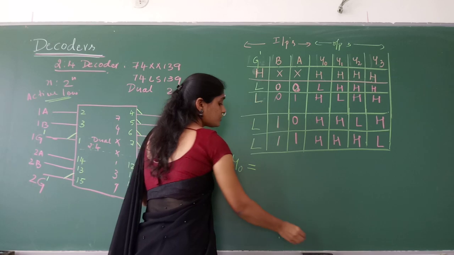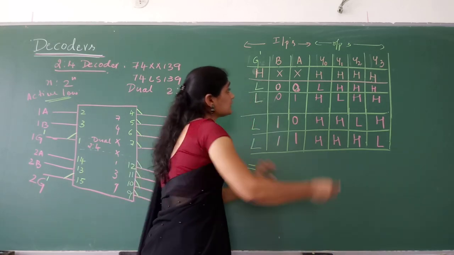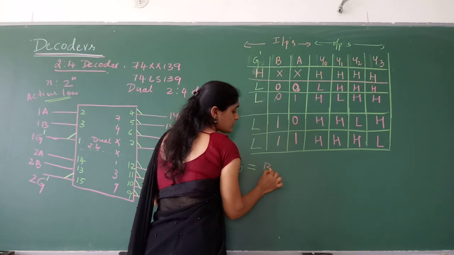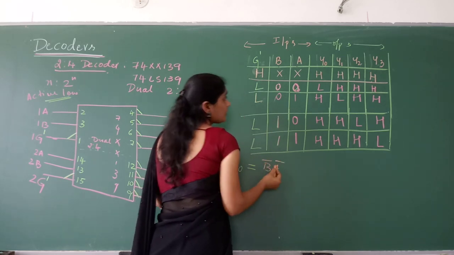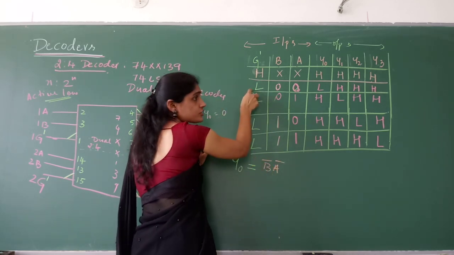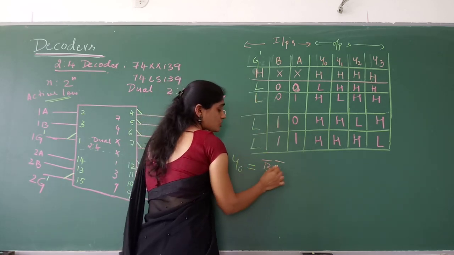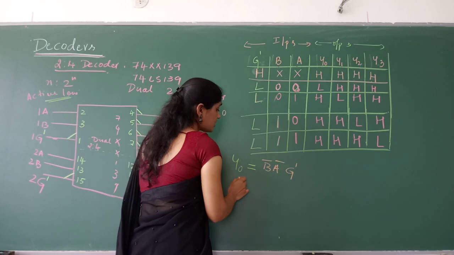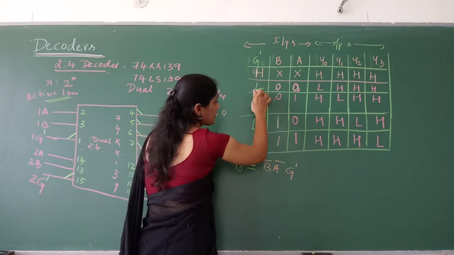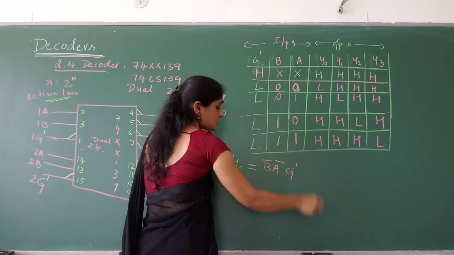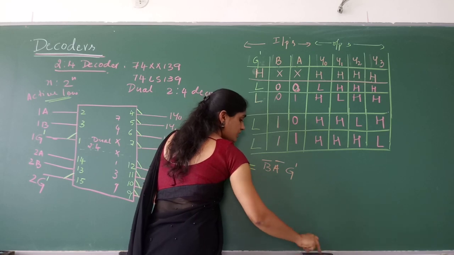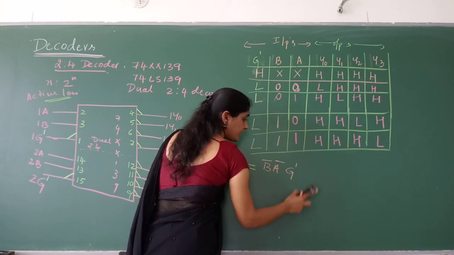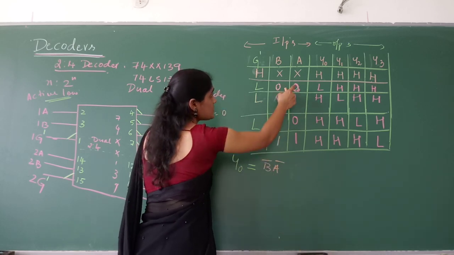Y0 is equal to B bar A bar. Correct? Along with that, you also have G dash. I will tell you what it is. For now, let me write the equations only in terms of A and B. Okay, you should not get confused. So Y0 is B bar A bar.